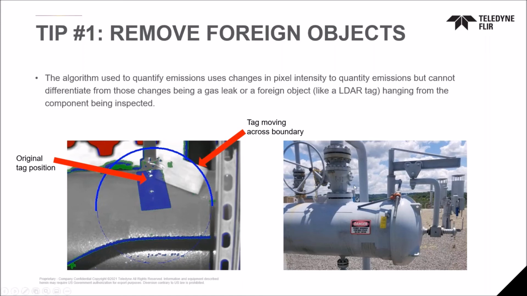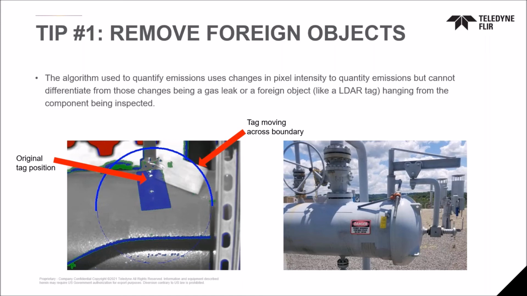In this scenario, you can see a hanging LDAR tag off of a component. I don't think this is the exact visual to match this OGI scenario, but you can see the blue is where the technology believes it started. The white is where that tag is. So you can easily see as that tag is moving, it's going from inside the circle to outside the circle. This had an error of over 22,000 is how high the reading was. The only explanation is that it was extremely windy with that tag.